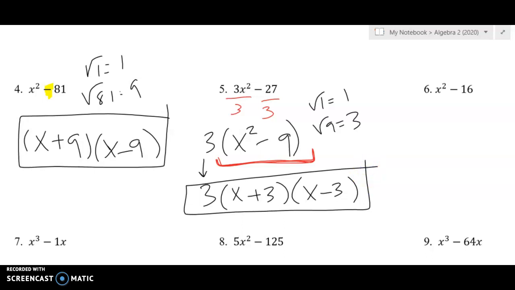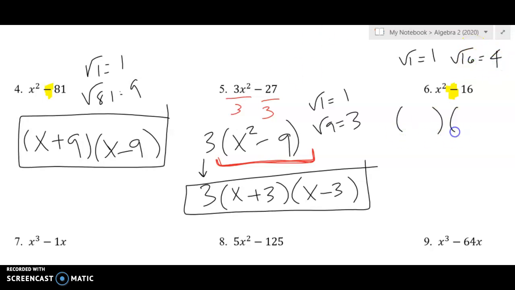And like I said in the very beginning, it really is kind of this pattern. You're going to pick up on those perfect squares. It's a pattern. Number 6, x squared minus 16. It is a binomial. It has a minus sign. The square root of 1 is a perfect square. The square root of 16 is a perfect square.